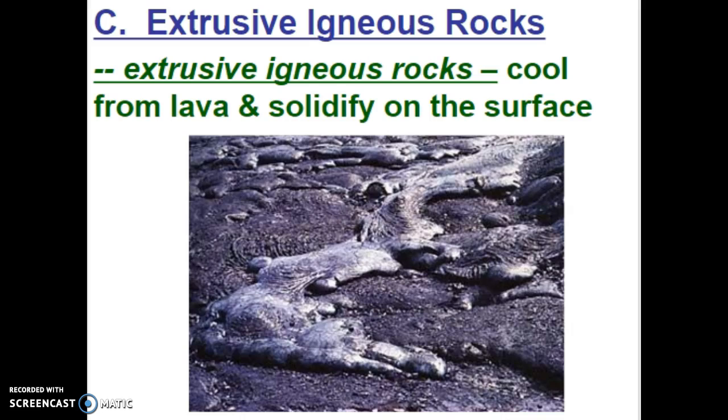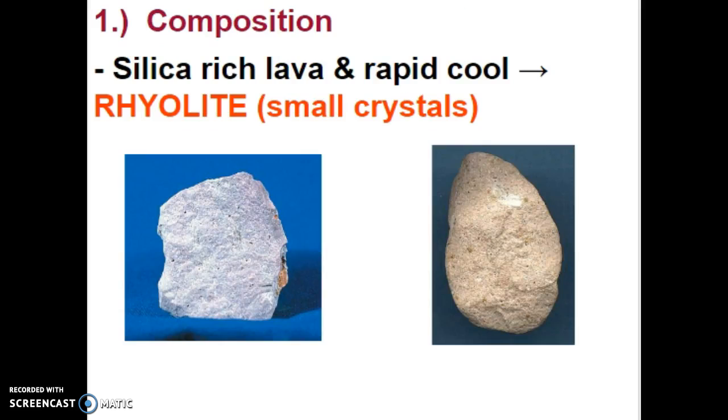The other part of the igneous family are the extrusive igneous rocks. Extrusive comes from the word extrude or exit. So extrusive igneous rocks cool from lava and they solidify on the surface of the earth. So for the composition of different extrusive igneous rocks, if the lava is very silica rich and cools off very quickly, we can get what's called a rhyolite. Rhyolite, again, because of that rapid cool, is going to have a fine-grained texture.